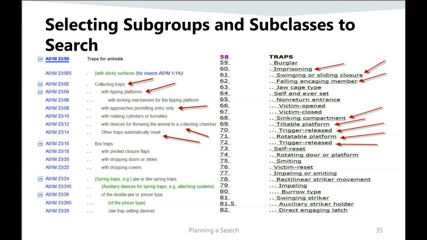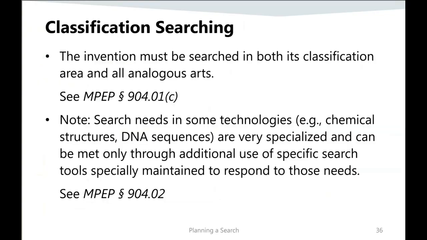Further, a searcher should be conversant in the classification criteria used in the scheme or schedule being used, so as to be aware of its strengths, weaknesses, and idiosyncrasies in order to maximize the chances for a successful searching outcome. In any classification search, it is the searcher's responsibility to search for an invention in its classification area as well as in all analogous arts. This will be illustrated in a brief example.